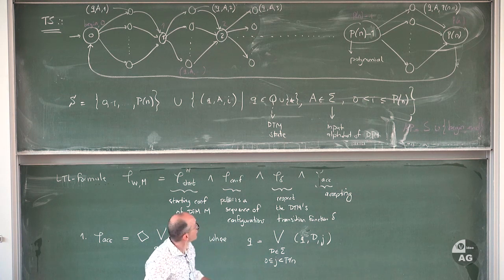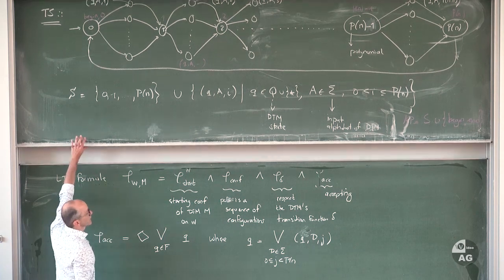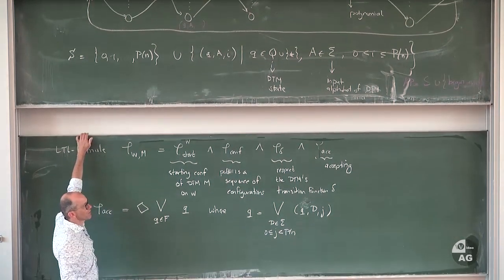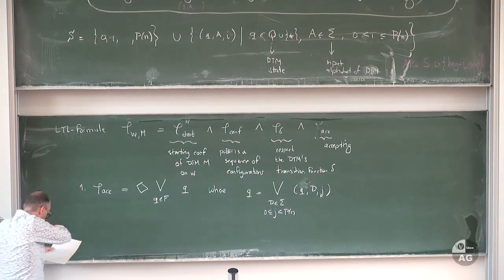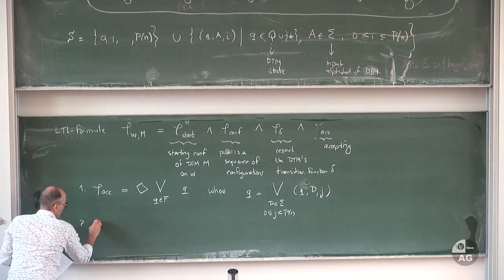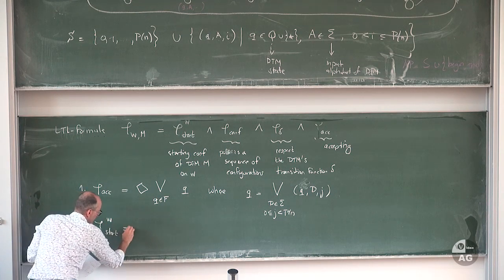Now let's look at the start formula. I hope that's also relatively easy. Intuitively, what is the starting formula going to model? The initial part is simply that all the input is on the tape. So what is phi start W?